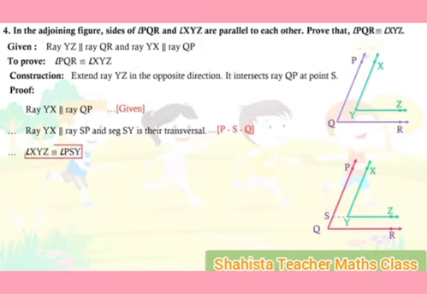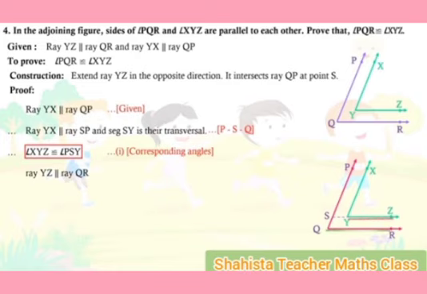Now here angle XYZ is congruent to angle PSY. Why? Because they are corresponding angles. XYZ is congruent to PSY, because they are corresponding angles. See this slanting line? Yes.